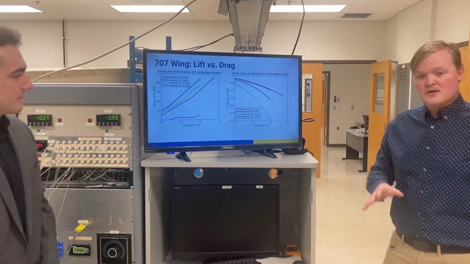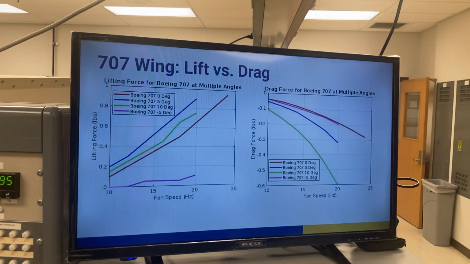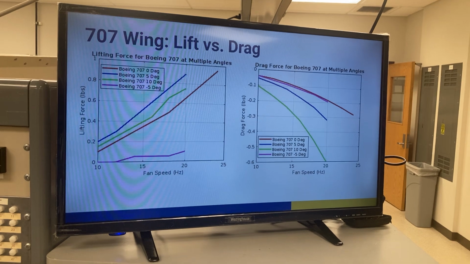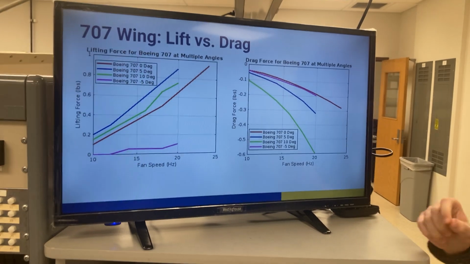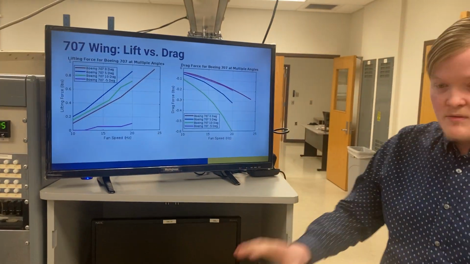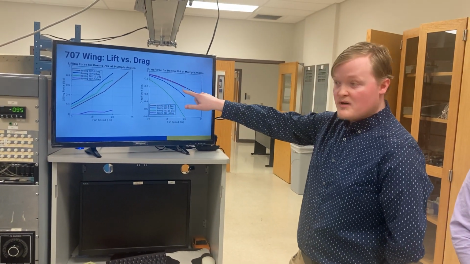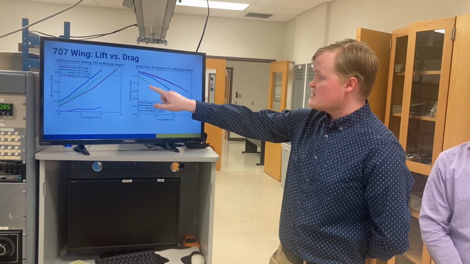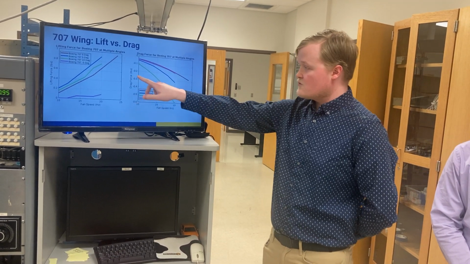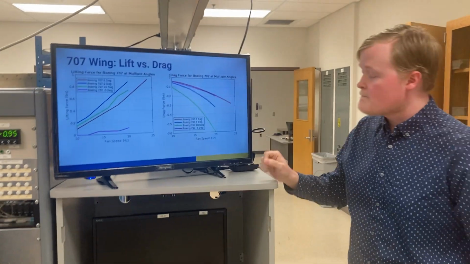The first thing we wanted to look at was the baseline behavior of a single wing with the 4 different angles of attack that we chose. So here we have 2 graphs representing the lifting force and the drag force of the Boeing 707 wing. At 0 degrees, represented by the red line, 5 degrees by blue, 10 degrees by green, and the magenta representing -5.